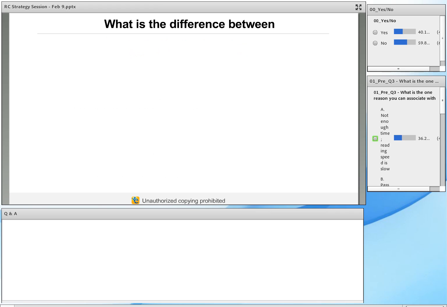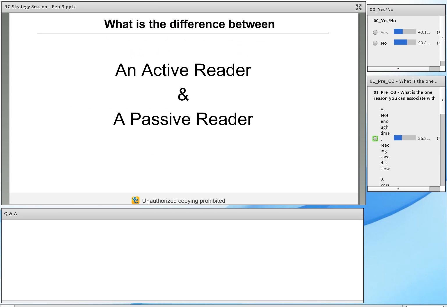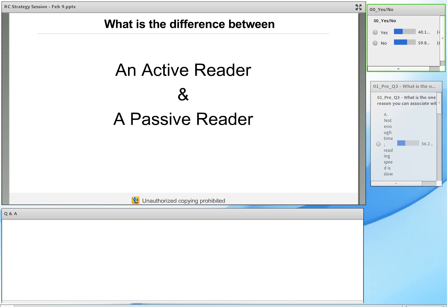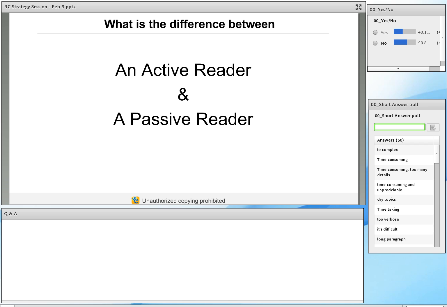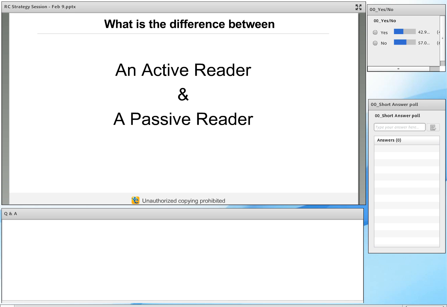The way to take care of that aspect is to understand first what is the difference between an active reader and a passive reader. Because if you understand that aspect, you will be able to come closer to the solution of this problem. So how many of you understand what is the difference between an active reader and a passive reader? And what is your understanding?